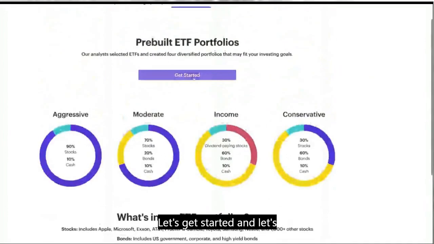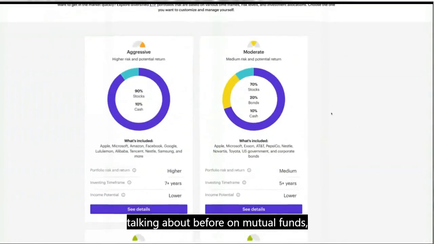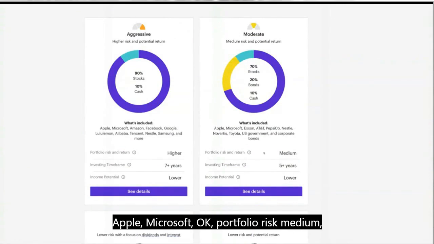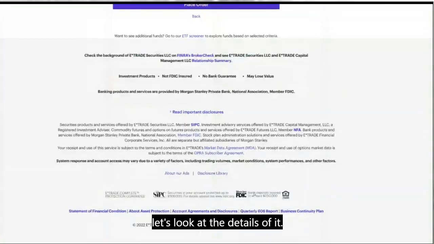Let's get started, and let's go with the same moderate setup that we were talking about before on mutual funds. What's included? Apple, Microsoft. Okay, portfolio risk, medium, investing time frame, 5+, but again, these are liquid. You can sell them if you want any time. Income potential lower.